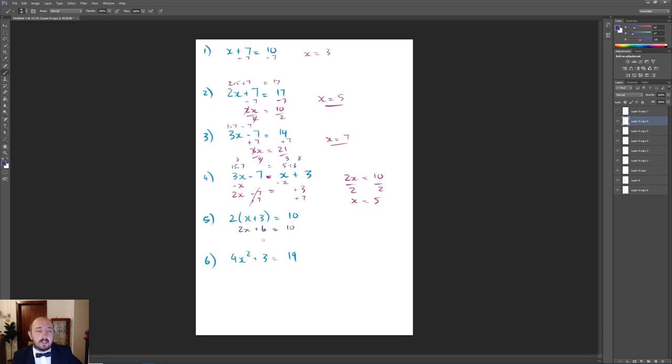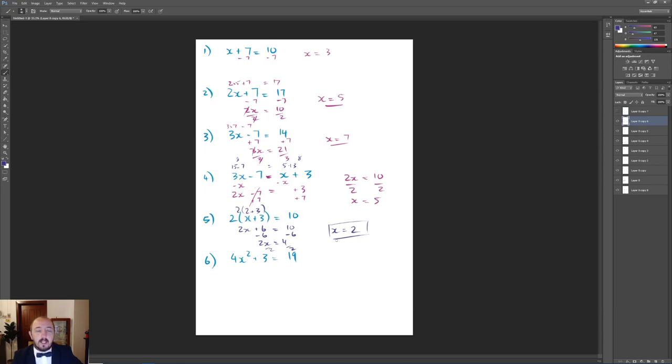So now we've done that stage, we can just do our normal solving by subtracting 6, 2x equals 4, and then divide by 2, we get x equals 2. You can check that, substitute into the brackets, 2 plus 3 is 5, and then we do 2 lots of 5 is 10.